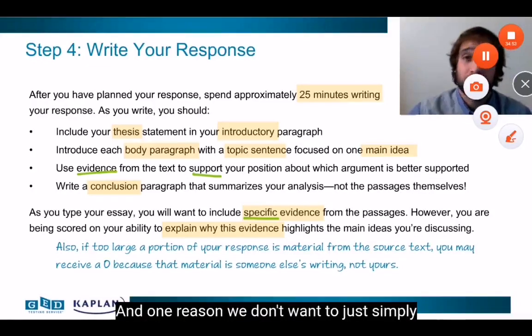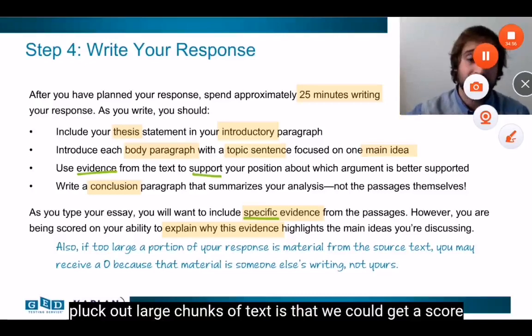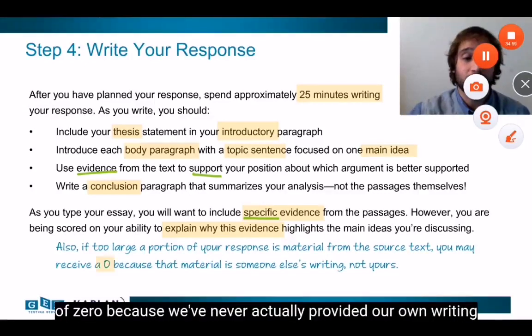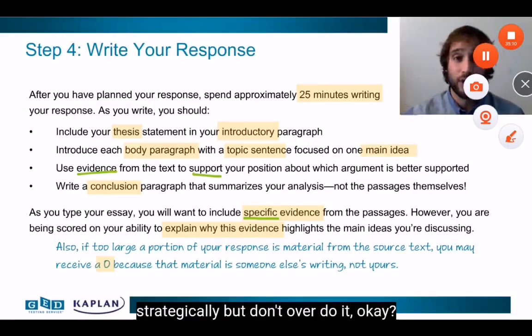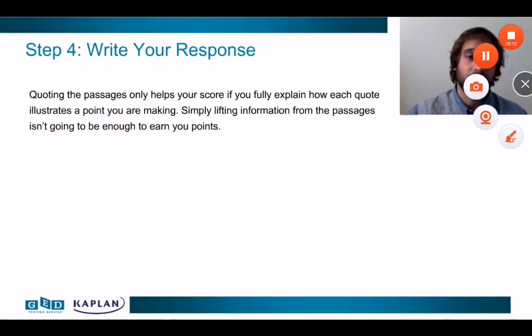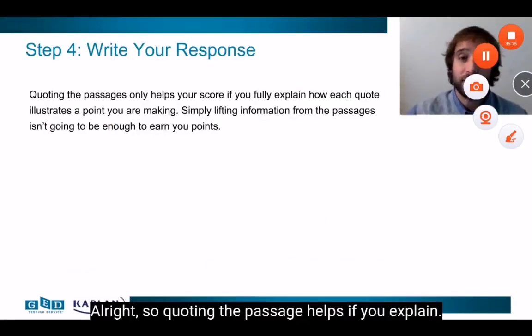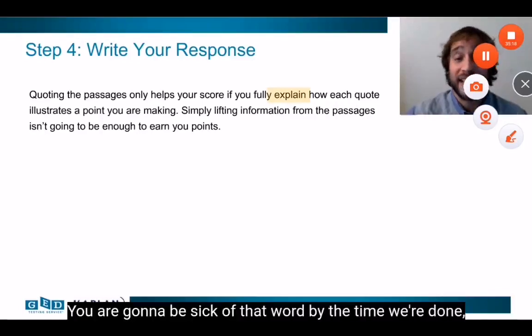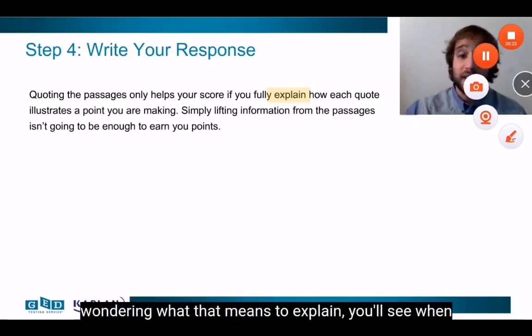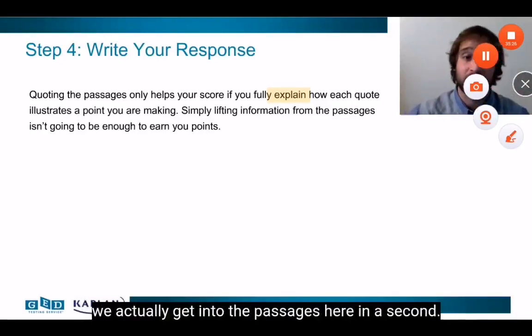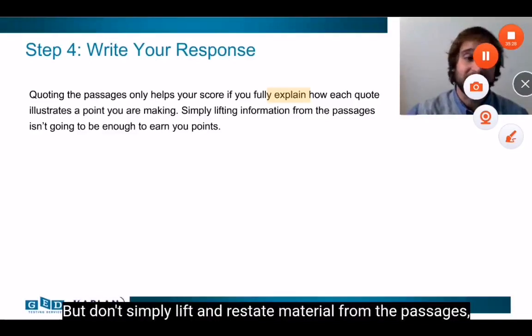And one reason we don't want to just simply pluck out large chunks of text is that we could get a score of 0 because we never actually provide our own writing and our own logic. So use your evidence and your citations strategically, but don't overdo it. Okay? All right. So quoting the passage helps if you explain. You're going to be sick of that word by the time we're done, right? Okay, I got it. I've got to explain. If you're still wondering what that means to explain, you'll see when we actually get into the passages here in a second. But don't simply lift and restate material from the passages, right?